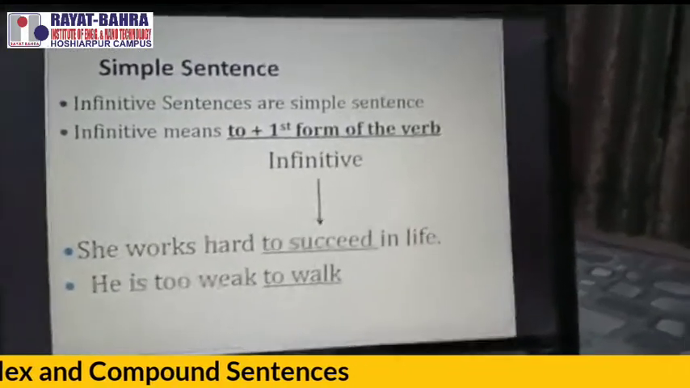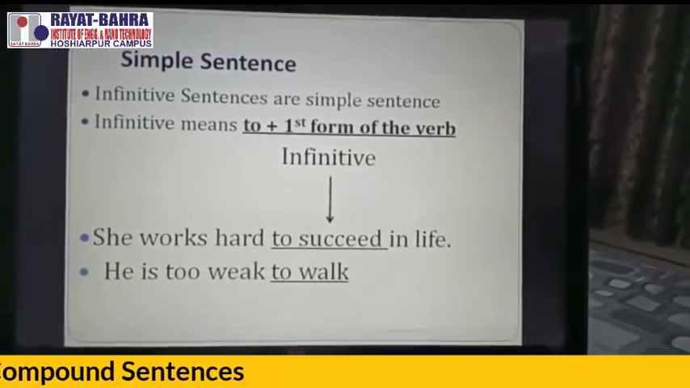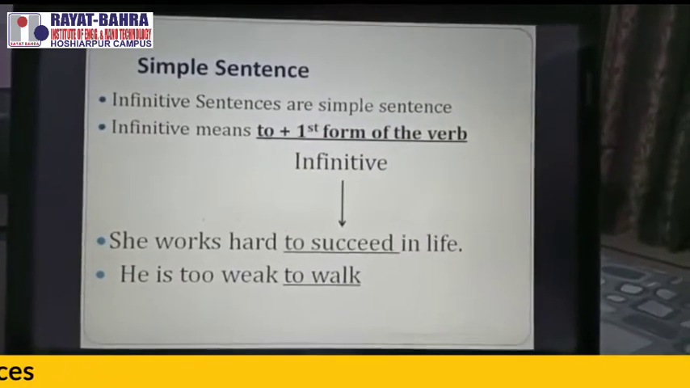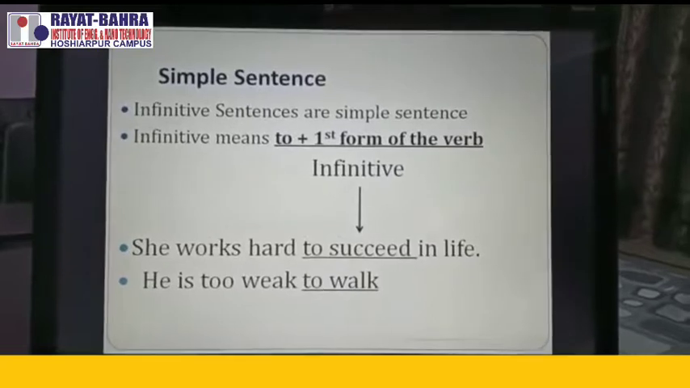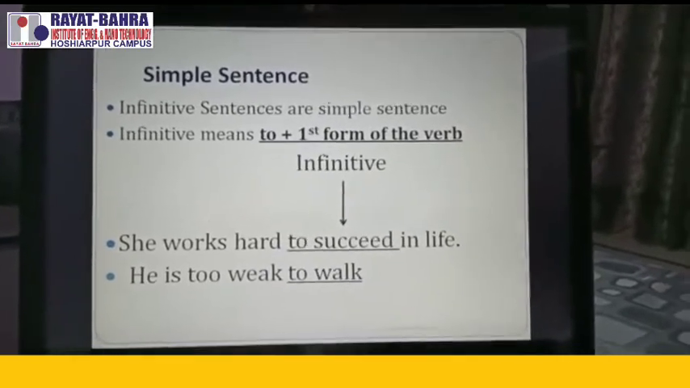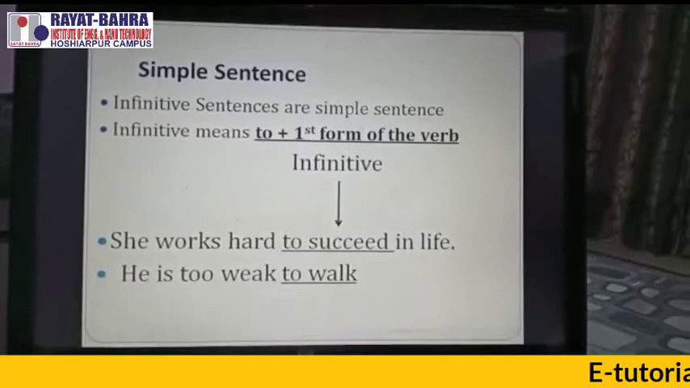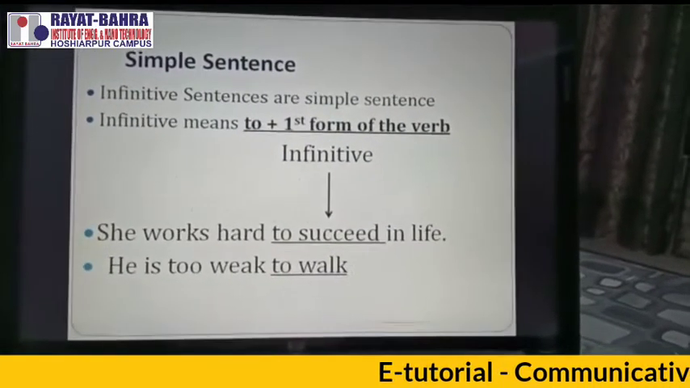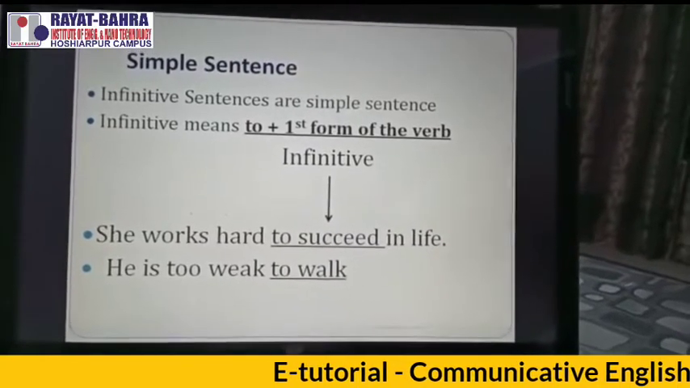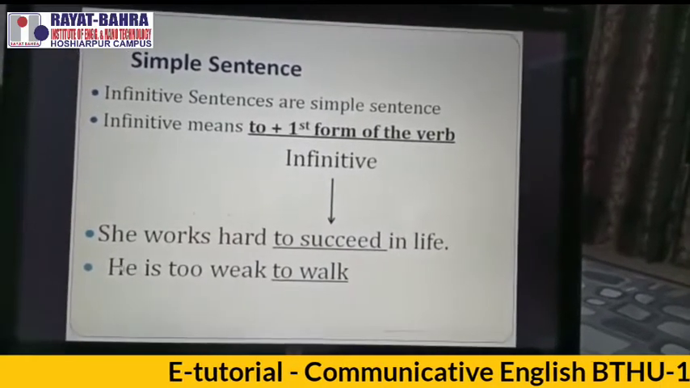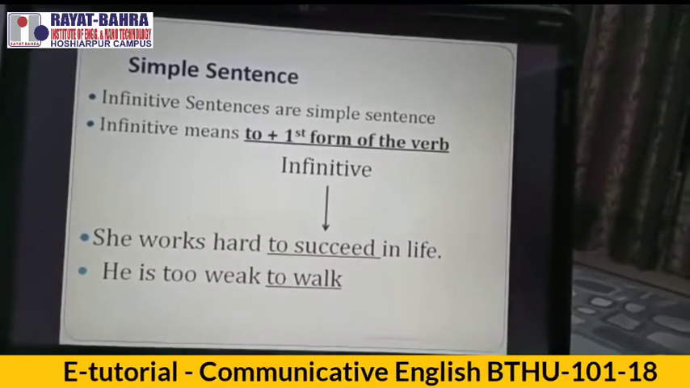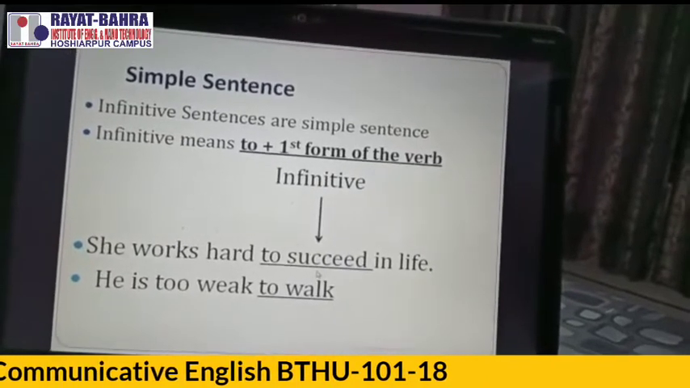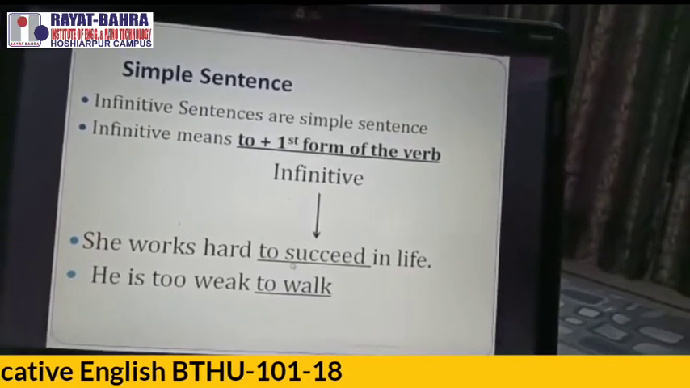Now look at this slide. The sentences which have infinitives are also known as simple sentences. As I have already shared with you, infinitive means to plus the first form of the verb. Now look at this sentence. She works hard to succeed in life. Here two verbs have been used and there is only one subject, that is she. Two verbs, works and to succeed. But in this sentence, to succeed is an infinitive because it is to plus the first form of the verb.